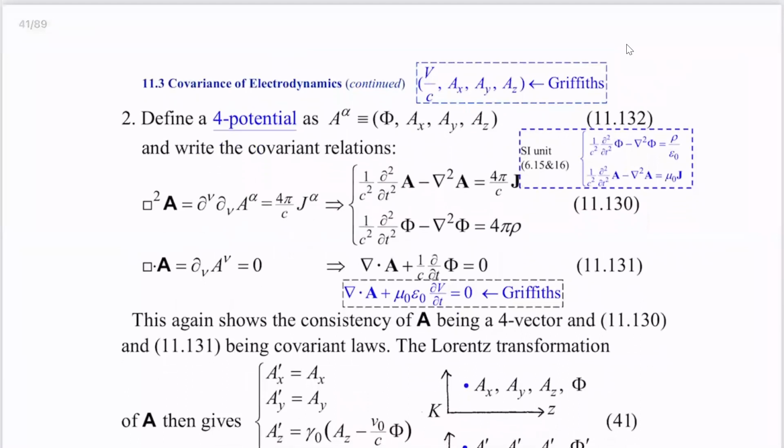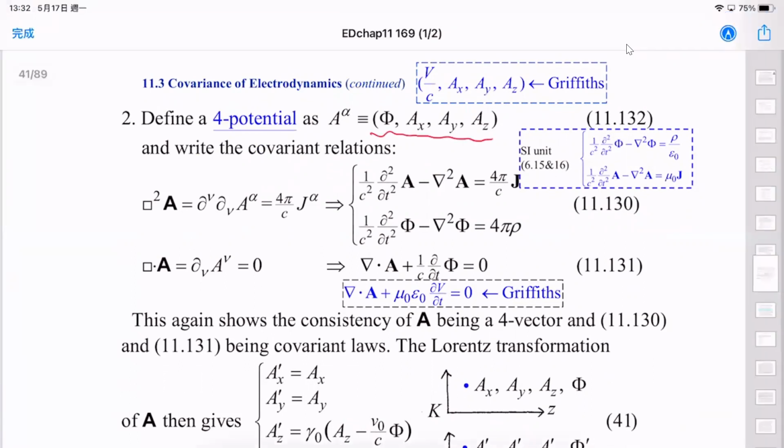Okay, second, for the four-potential, we have phi, AX, AY, AZ. For Griffiths, this is the SI unit, and this is the Gaussian unit. And we can write the covariance relations.